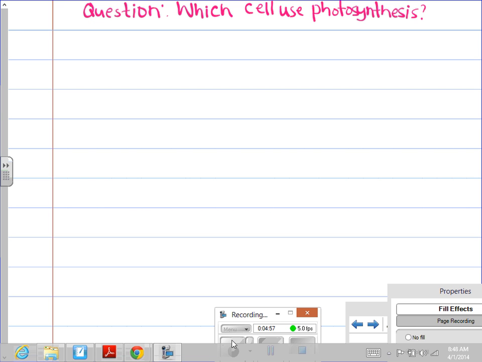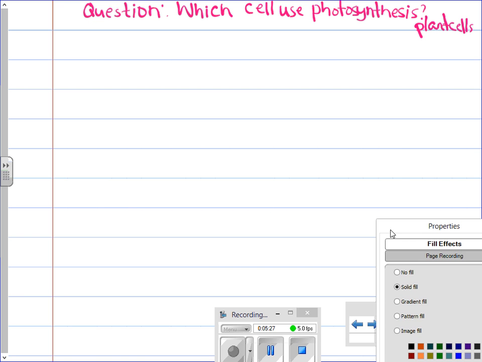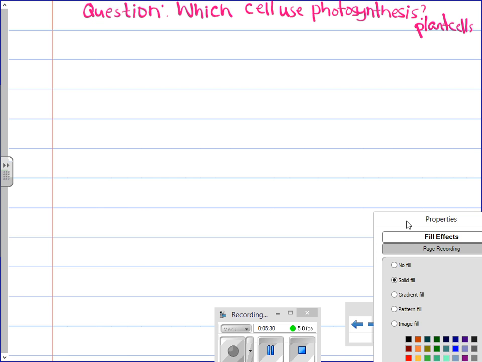All right, so which cells use photosynthesis? Oh, I know. Plant cells. So a lot of our focus today on today's notes will be on plant cells. All right? The title of these notes are called what? Did you put on your table of contents for today's class? Photosynthesis notes. So let's go ahead and put our title for these notes.